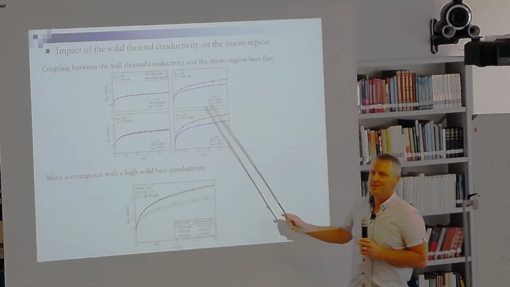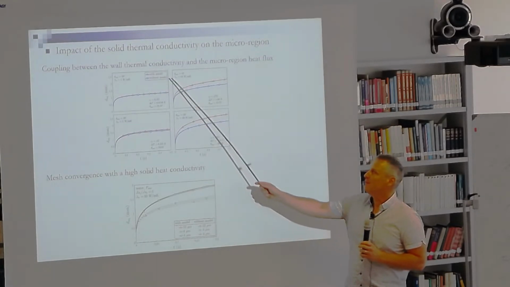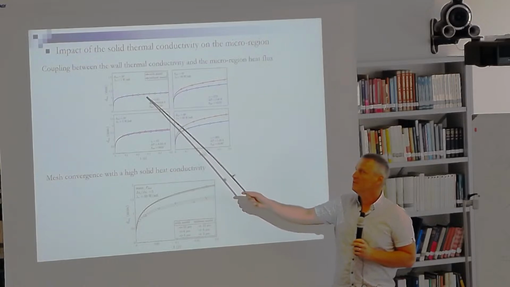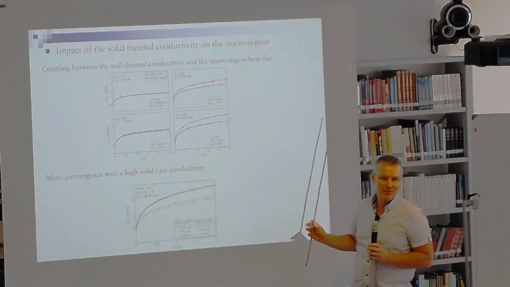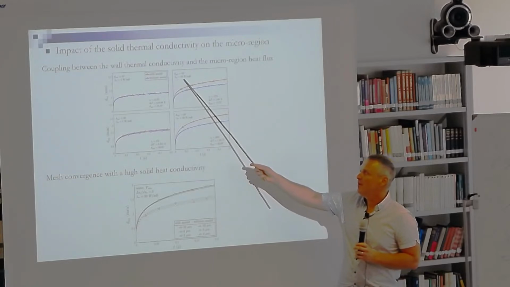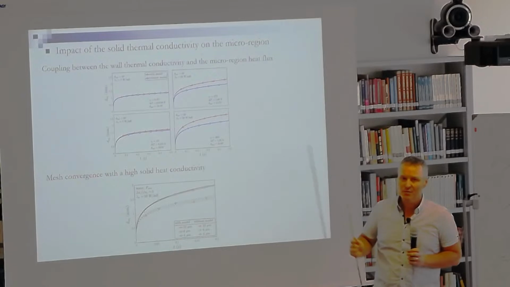There's no agreement. This is just the sensitivity to the model. If you have the model on a low thermal conductivity, you do not have an effect of the microregion. On the other side, if you consider a high wall conductivity, 50 is high, the impact of the microregion is increasing.